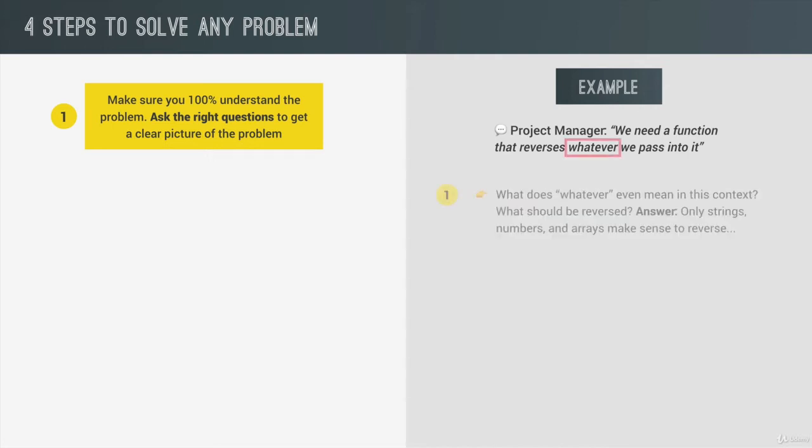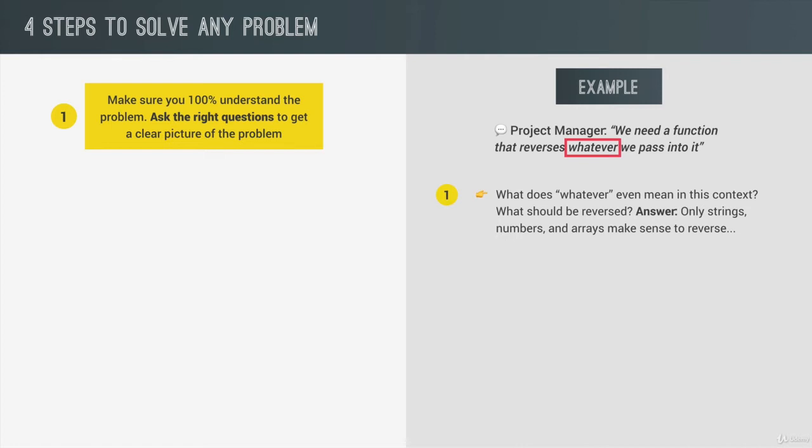First, we can ask, what does whatever actually mean in this context? So what should actually be reversed here? Well, if we think about it, it only makes sense to reverse strings, numbers, and arrays. Objects don't have a well-defined order, so we can't reverse them. We're also not going to reverse undefined or null or a boolean, right?